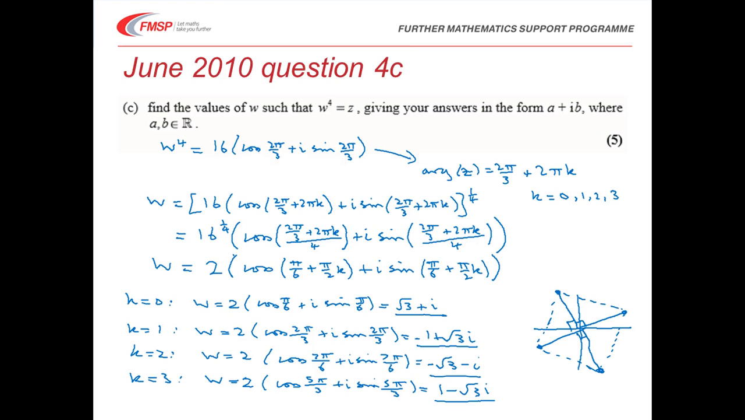The mark scheme for this particular part of the question gives a method mark for the use of de Moivre's theorem and an accuracy mark for getting the solution for w when k is 0. However, it will give you the next method mark if you correctly dealt with the extra multiple of 2 pi, and the last 2 accuracy marks if you found the other 3 values of w, probably losing 1 mark for each mistake.